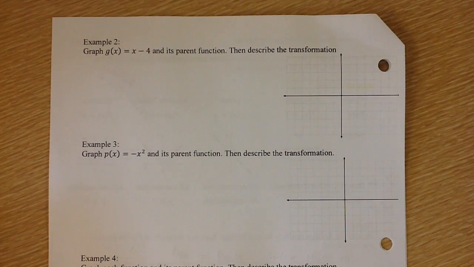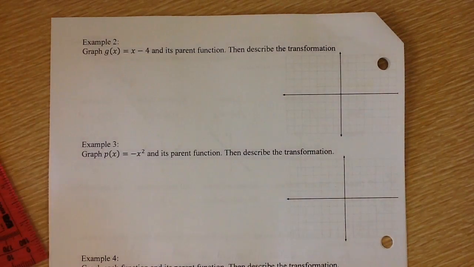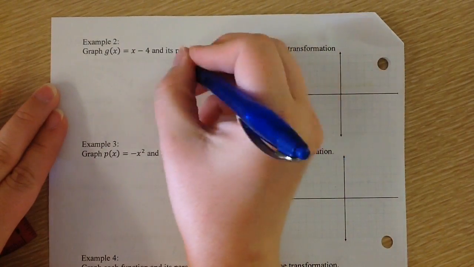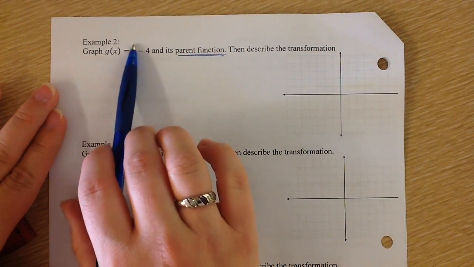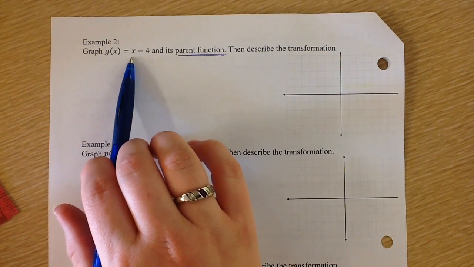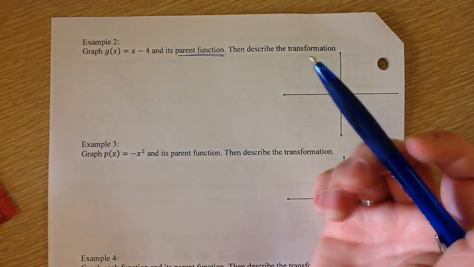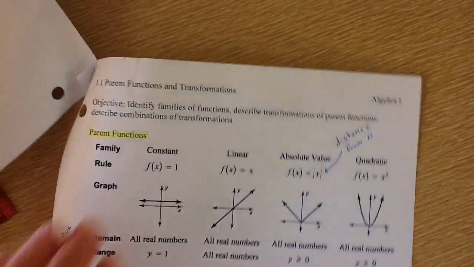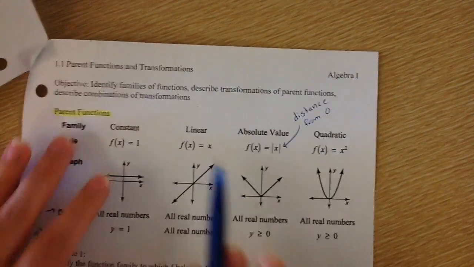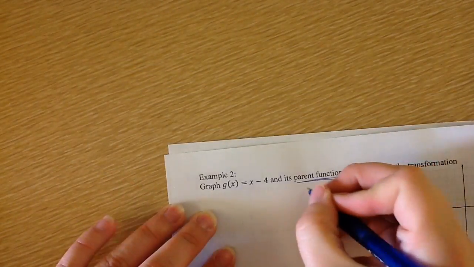Okay. First of all, we're going to need a ruler or some straight edge if we're going to be graphing. So first of all, what's its parent? Who is its parent function? Well, if we look, it's got an x in it, but it doesn't have an absolute value. It doesn't have an x squared. Looking back at our parents, it's not a constant, not an absolute value, not quadratic, so I'm thinking it's probably going to be linear. So I'm thinking its parent function is f of x equals x.